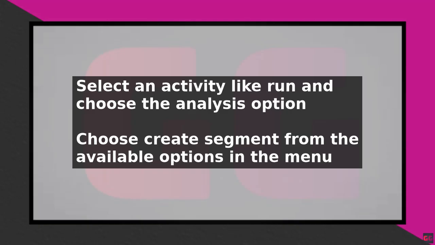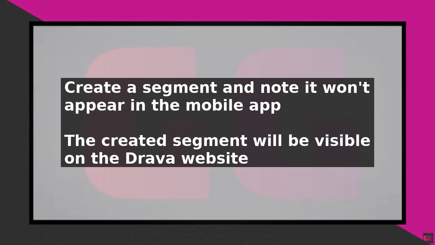range of options. To create a segment, select an activity, such as a run, and click on it. Then choose the Analysis option. From the resulting menu, select Create Segment from the available options, which include Edit Map, Visibility, Crops, Split, Create Route, and Correct Distance. After creating the segment, it won't appear in the mobile app, but it will be visible on the website.